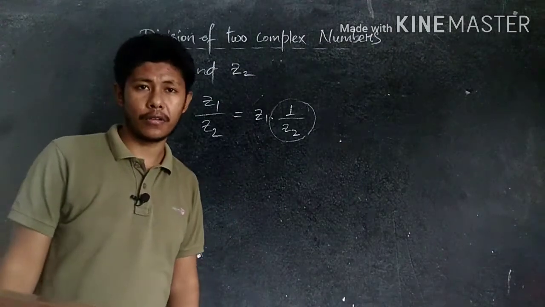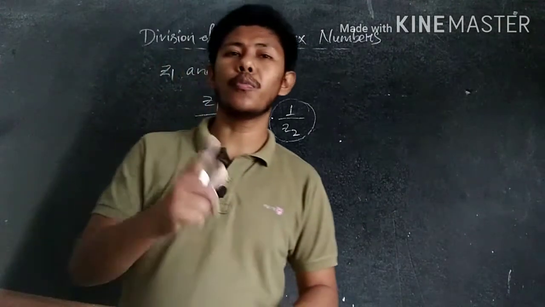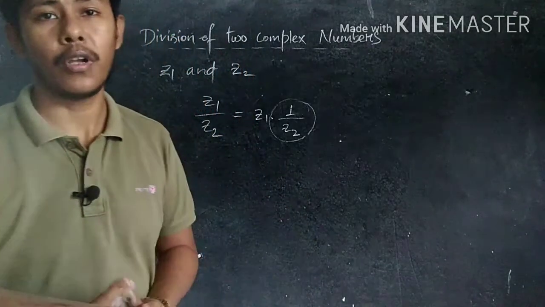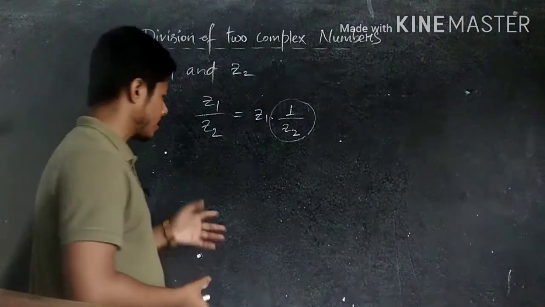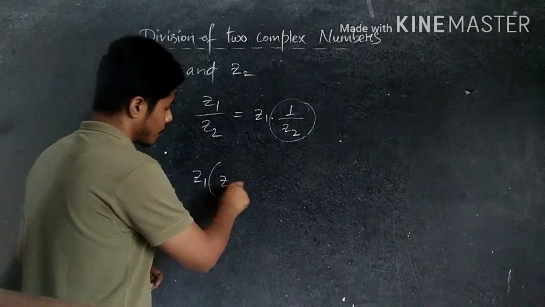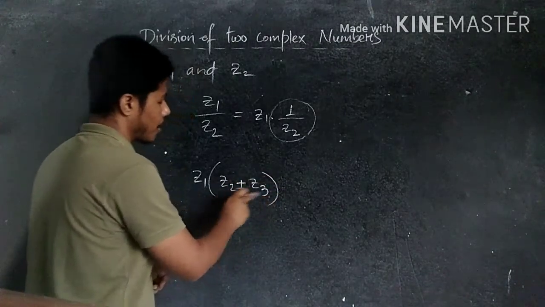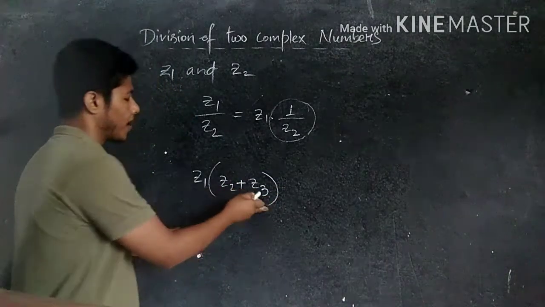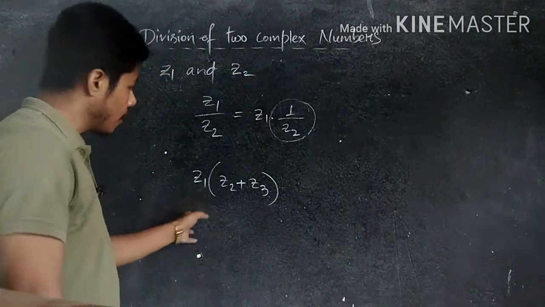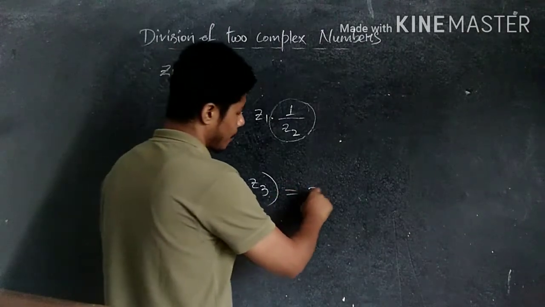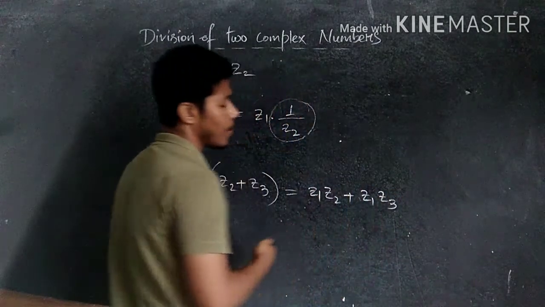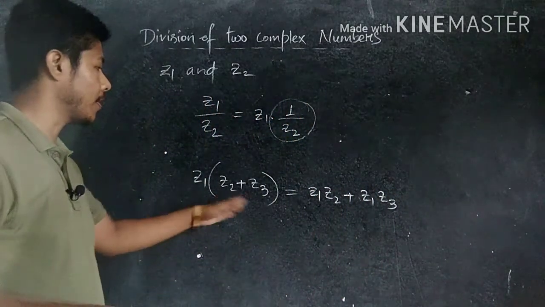In case of multiplication, two more properties are there, which we have not discussed, which are known as distributive law. The distributive law is very simple here. Suppose we have z2 plus z3, two complex numbers in addition form, and we have to multiply them with another complex number, z1. If you multiply these, then easily we can separate this one into z1 z2 plus z1 z3. So in this way we can separate the results.